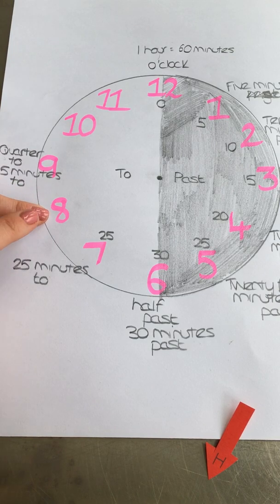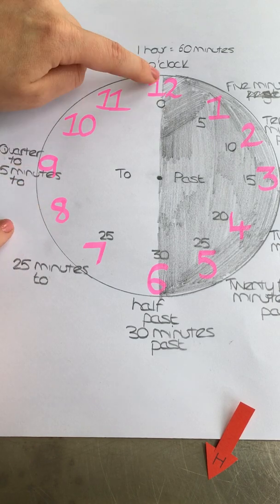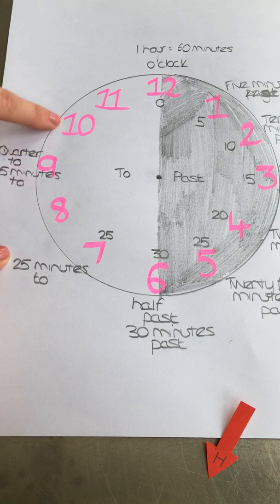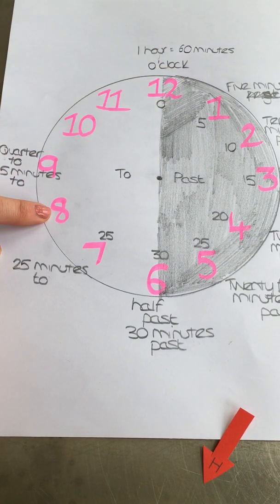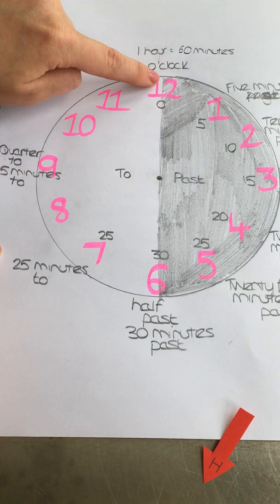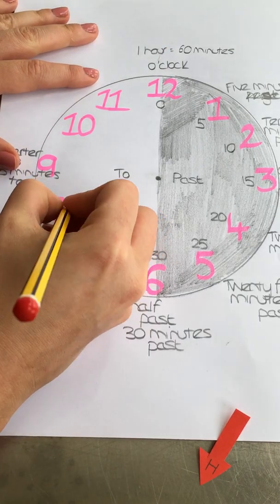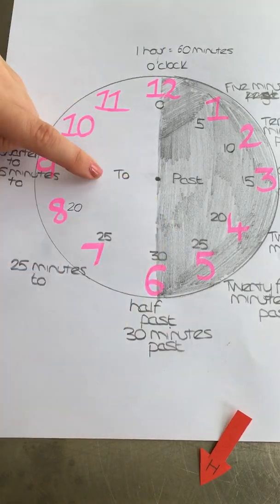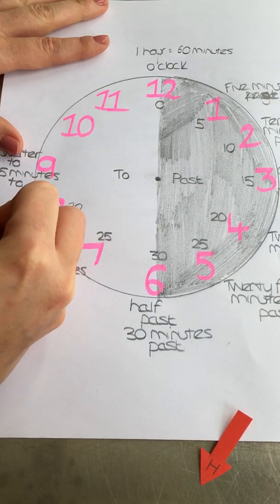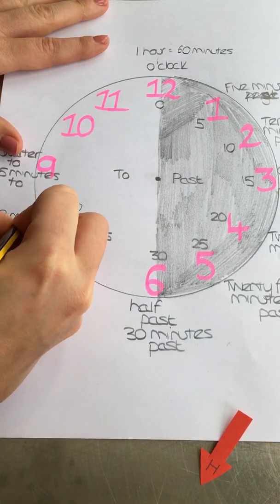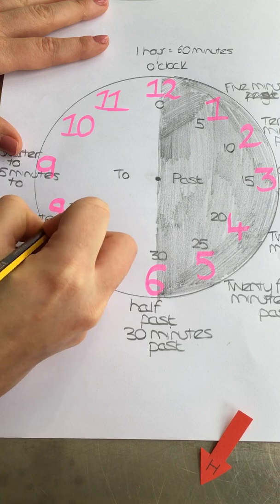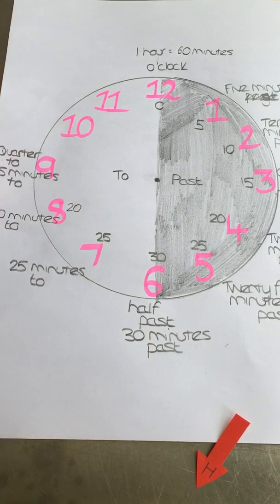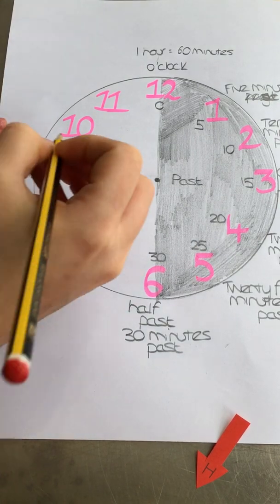At the 8, let's see how many minutes it is from the 8 to get to the 12. So how many minutes left in the hour is there? 5, 10, 15, 20. So this one means 20 minutes to, and I'm going to write this on my clock. 20 minutes to. We already know that one's 15.